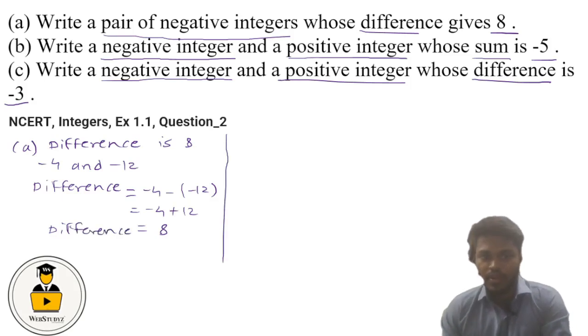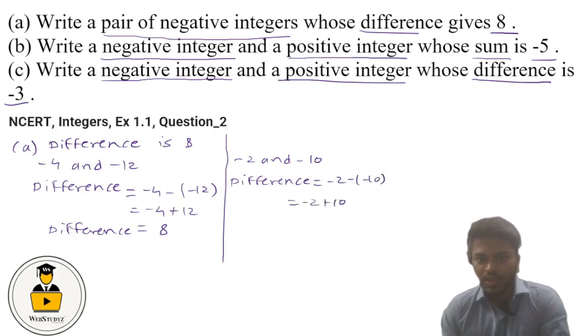Now the second pair of negative integers will be minus 2 and minus 10. Let us find out the difference. So it will be minus 2 minus of minus 10. So it will become minus 2 plus 10, which is nothing but 8. So we got the difference as 8, and this is what we wanted. So these are two pairs of negative integers for which the difference is 8.